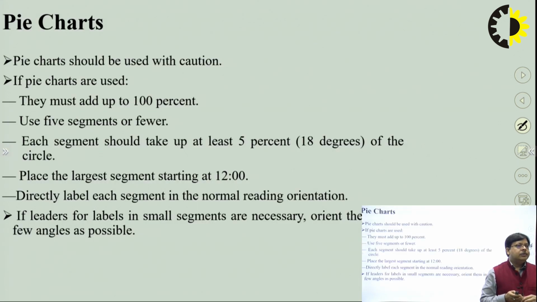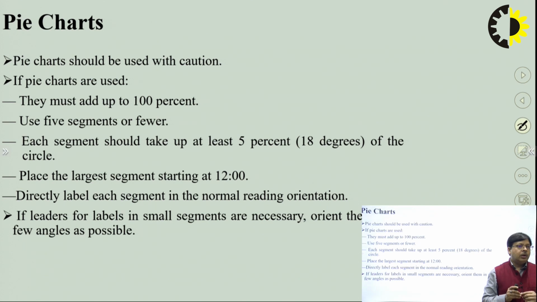Now we come to the pie chart. The pie chart is a very important graphic for general information presentation. So a pie chart should be used with caution. If pie charts are used, they must add up to 100%. Pie chart representation means your data is always 100%, right? Use 5 segments or fewer, to avoid confusion. Each segment should take up at least 5% of the circle. Place the largest segment starting at 12.